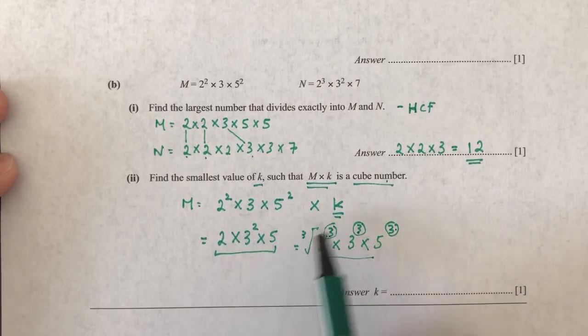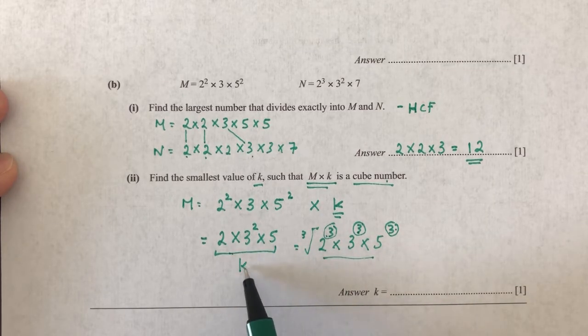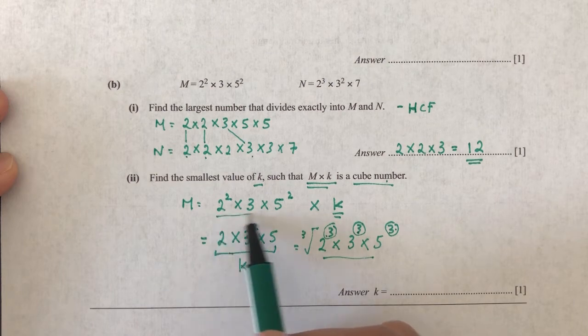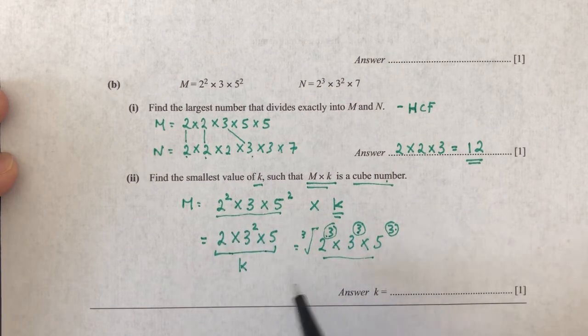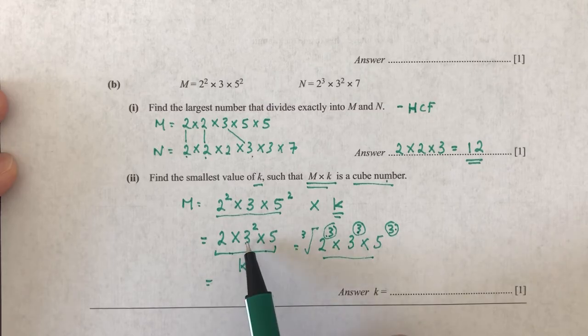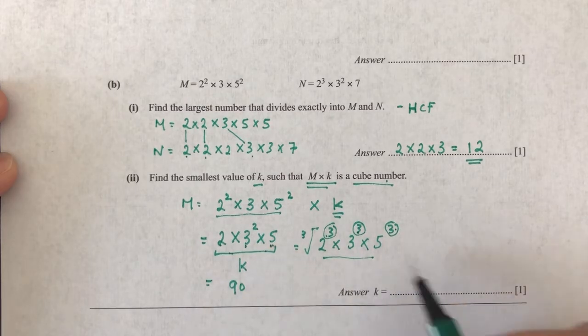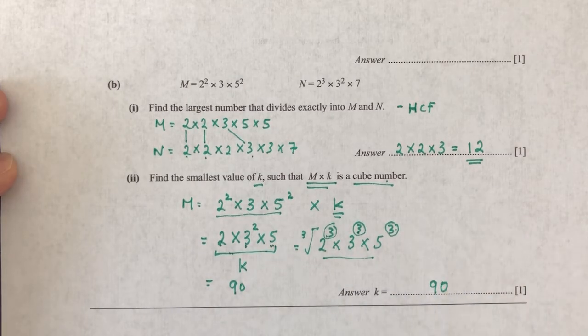So in that case, this value here will be the value of k, by which we need to multiply m to get a cube number. Okay, so the value of k is what? It is 2 times 5 is 10, 10 times 9 is 90. So value of k is 90 for part 2.